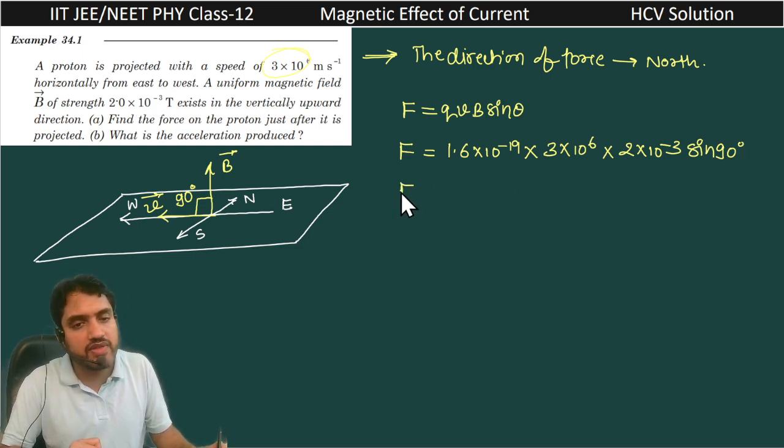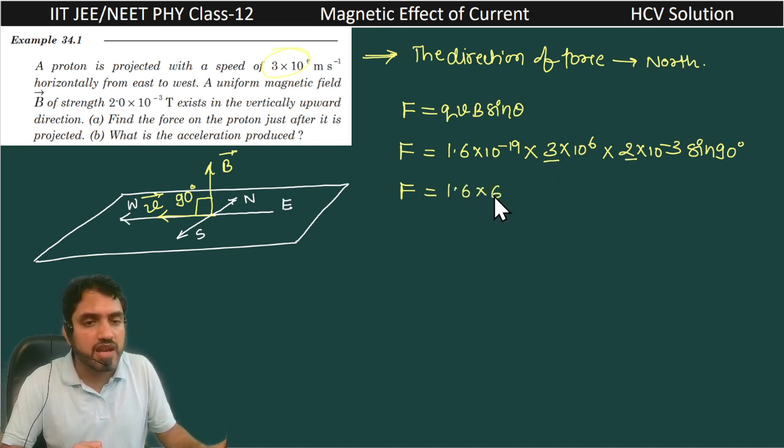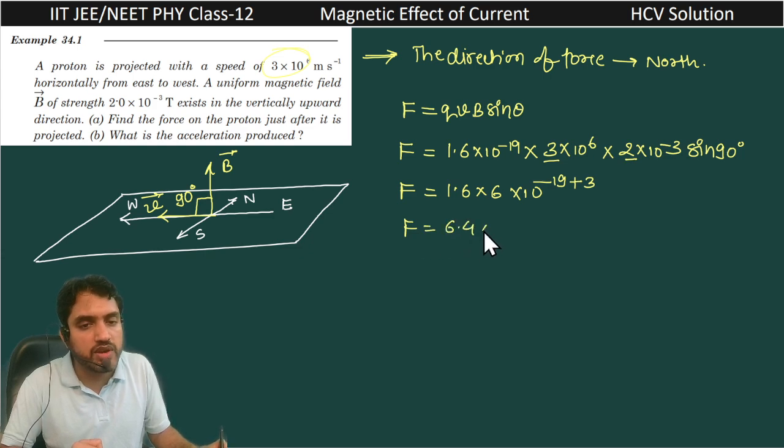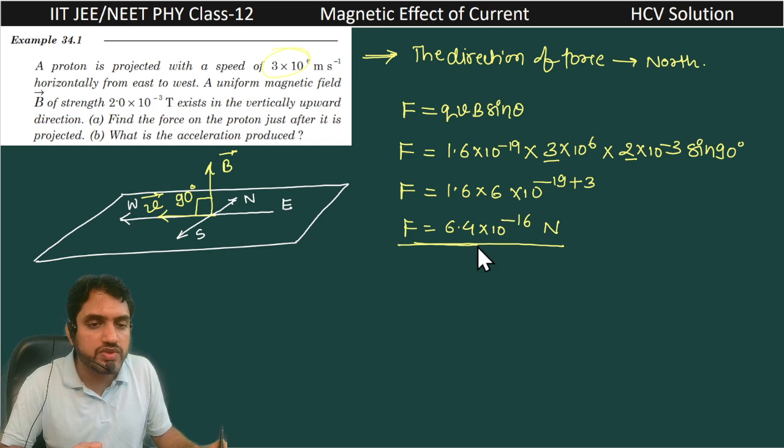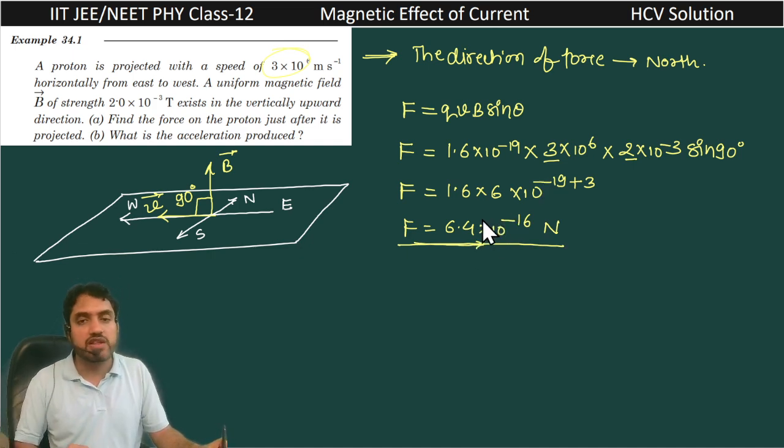So F now will become 1.6 into 3 into 2, which is 6, into 10 raised to power minus 19 plus 3. So F is equal to 6.4 into 10 raised to power minus 16 Newton. So this is the value of force, and the direction is towards the north.